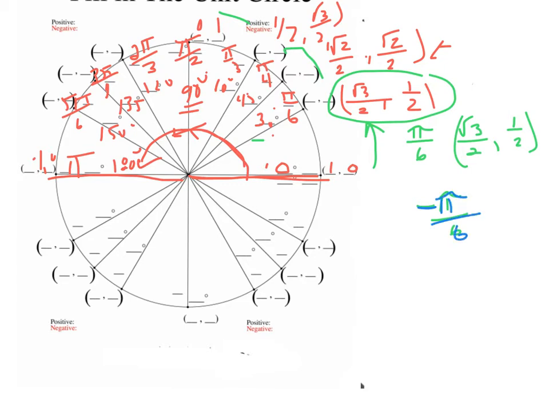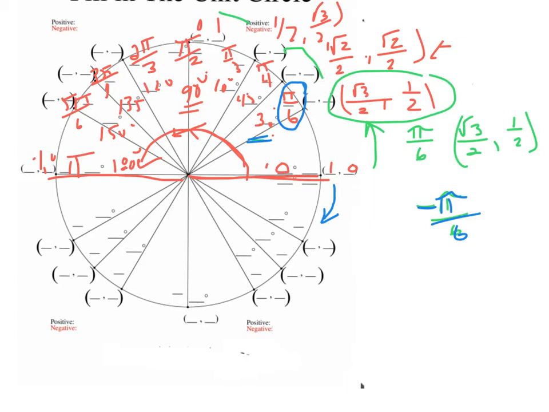So the way Jordan does it, well, okay, this is the way I think about it. If I'm asking you for negative pi over 6, let's look at what pi over 6 is. Pi over 6 is 30 degrees. So if I want to go negative pi over 6, I want to go 30 degrees in this direction.